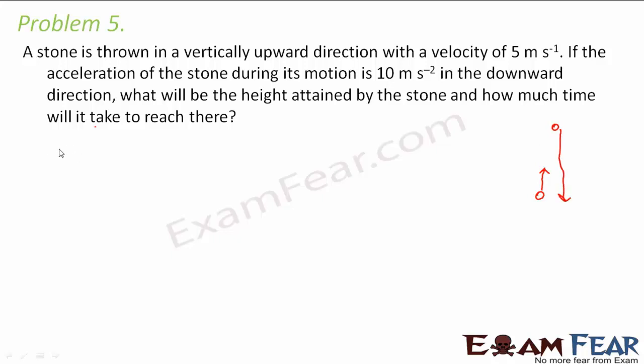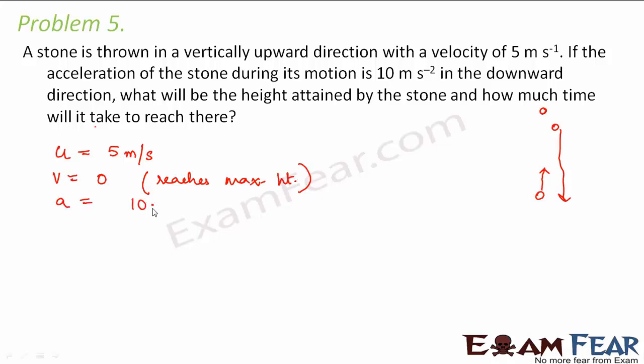So what happens in this case? Initially, the velocity with which it is thrown is 5 meters per second, right? What will happen when the stone is thrown upward? It will reach the maximum point, from where it will revert back and start falling back. At that maximum height, the velocity would be 0, because when it reaches the maximum point, it becomes stationary for a while. So at that maximum height, velocity v is equal to 0. So this refers to the maximum height, right?